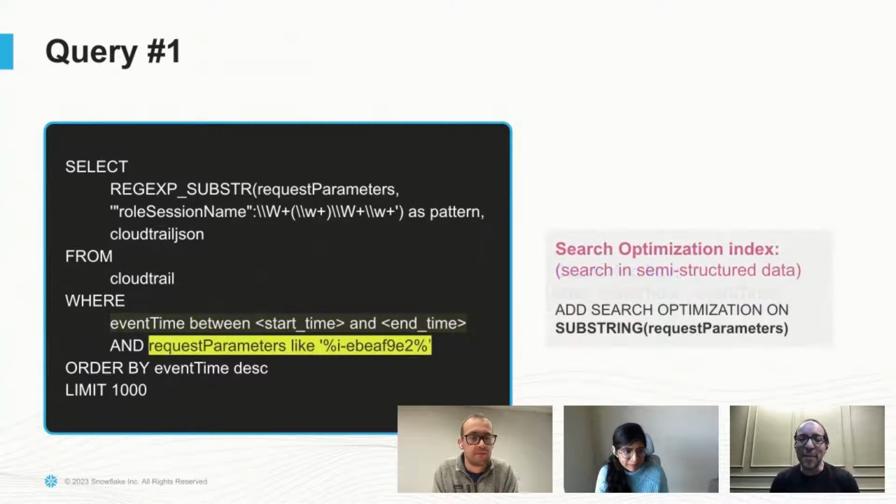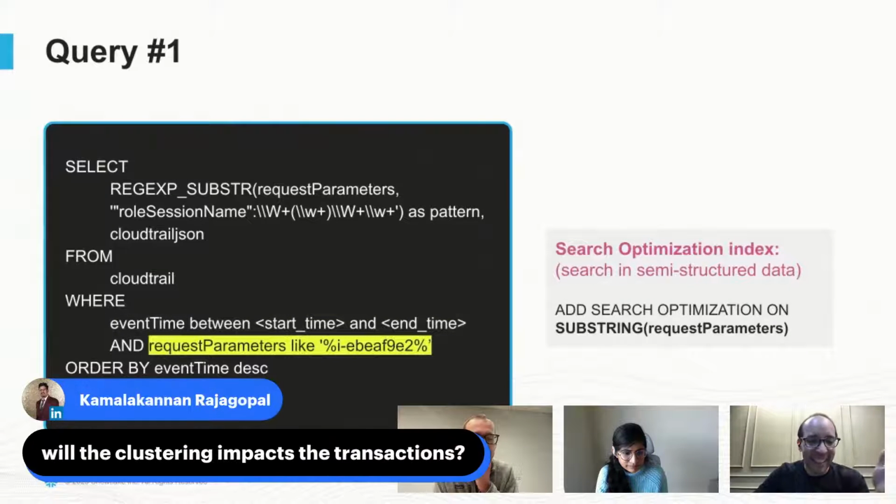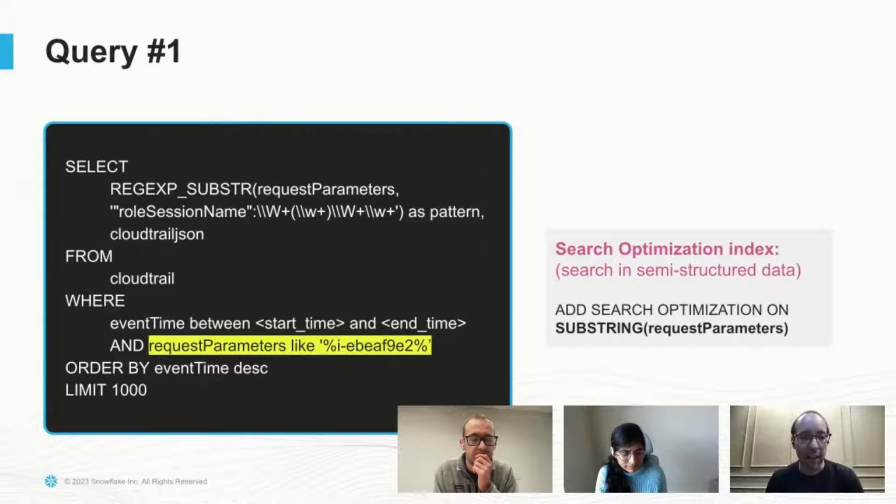Perfect, because that was the question from Kamala Kanlan, who was asking exactly that. Will the clustering impact the transactions? No, because we insert each row wherever it goes, fast, hopefully into one of the existing micropartitions, and then clustering takes care of resorting stuff offline. Exactly right.